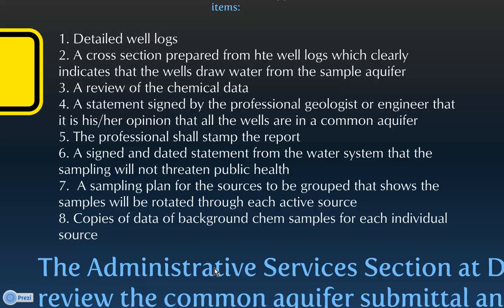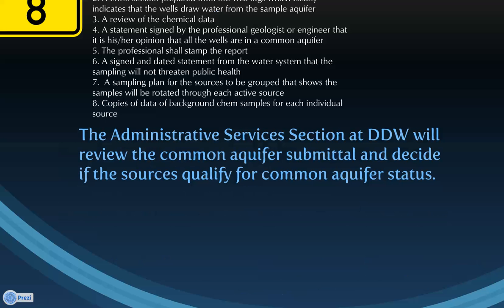So those are the items that you need to put together, and you submit those to the Division of Drinking Water, and then our Administrative Services section at the Division of Drinking Water is going to review the Common Aquifer submittal and then decide if the sources qualify for the Common Aquifer status. You'll get a letter in response, an approval letter or a disapproval letter, a denial letter, either way, but you should hear back from us within a short time frame.